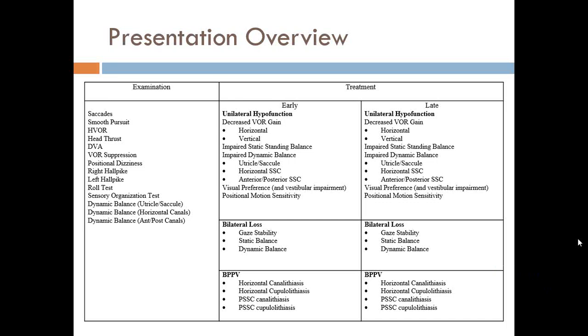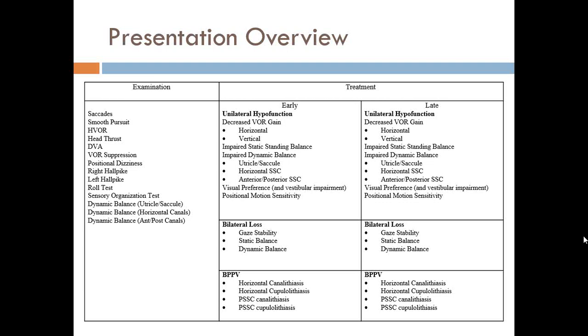So on the unilateral hypofunction loss, we have decreased vestibulo-ocular reflex gain on the horizontal and vertical sides. We have some impaired standing and dynamic standing balance. On the dynamic side, we're looking at how that balance is affected by the utricle or saccule, horizontal or anterior posterior semicircular canals.